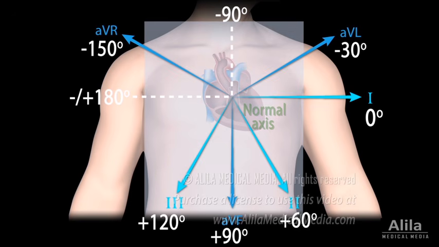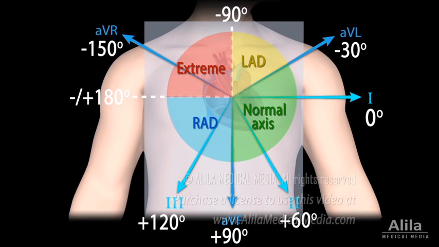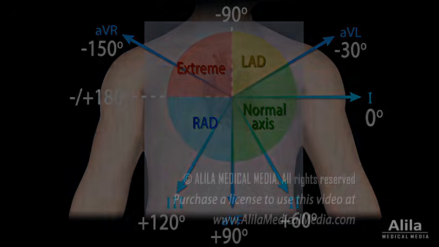The QRS axis is considered normal when it is between -30 and +90 degrees. Left axis deviation is between -30 and -90 degrees. Right axis deviation goes between +90 and +180 degrees. The rest is known as northwest axis or extreme axis deviation.